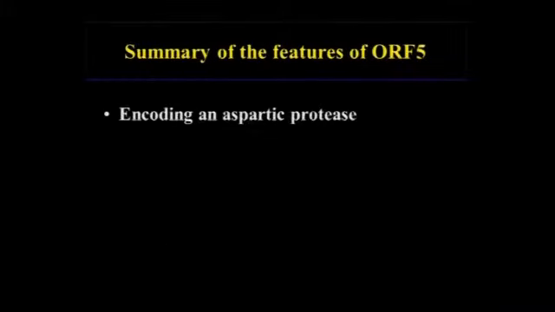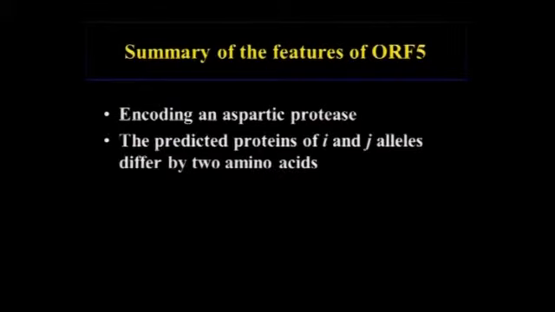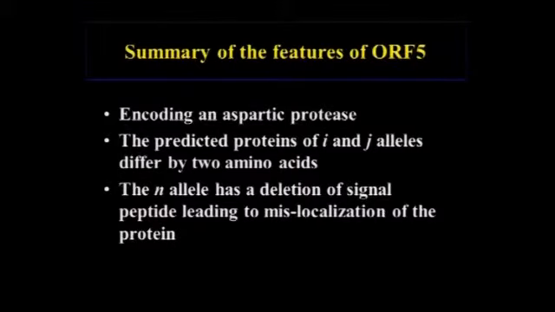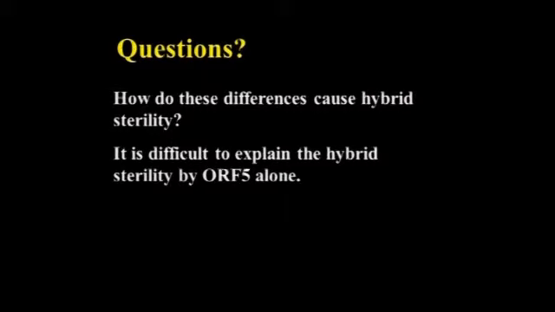So the feature of open reading frame 5, encoding aspartic protease: the predicted proteins of indica and japonica alleles differed by 2 amino acids, and the neutral allele has a deletion of the signal peptide leading to mislocalization of the protein. So the question now is, how can we explain the hybrid sterility by a single open reading frame, which is ORF5 in this case? So that is very difficult to explain.